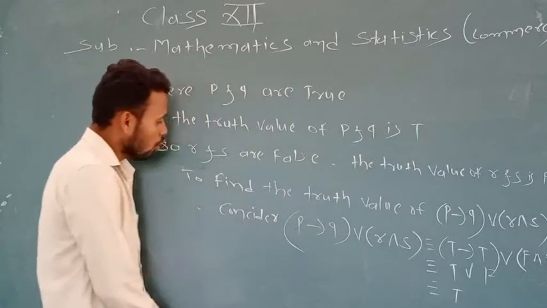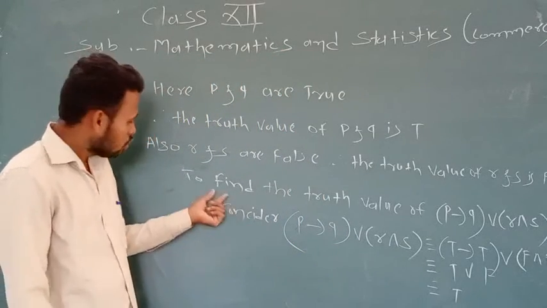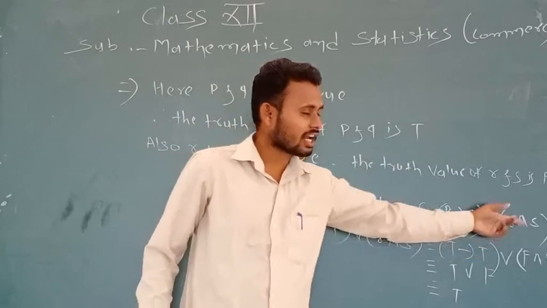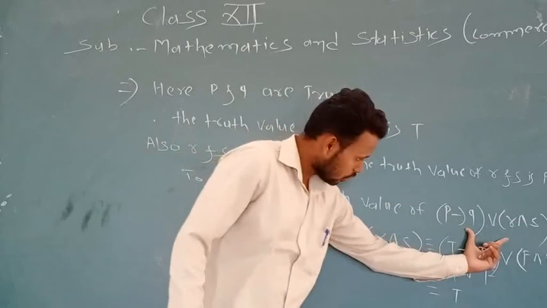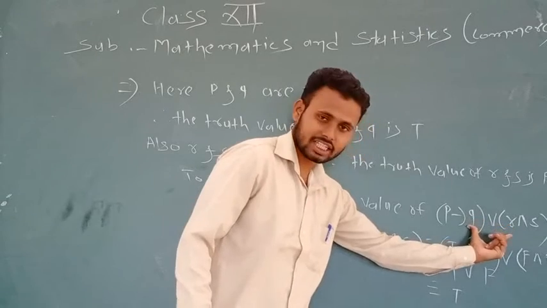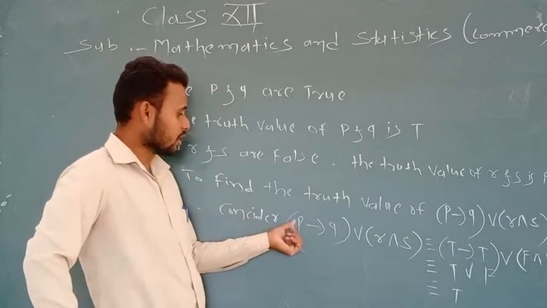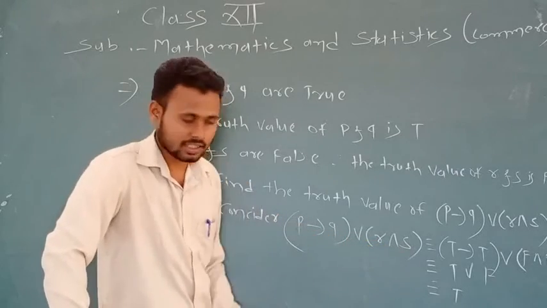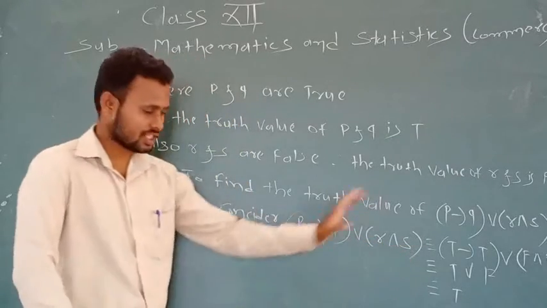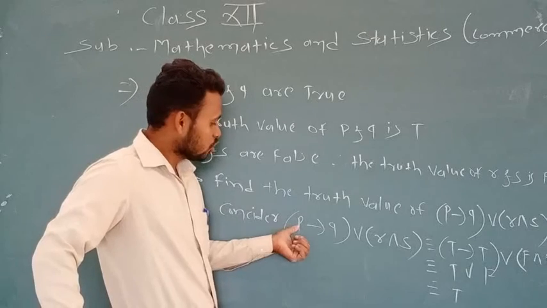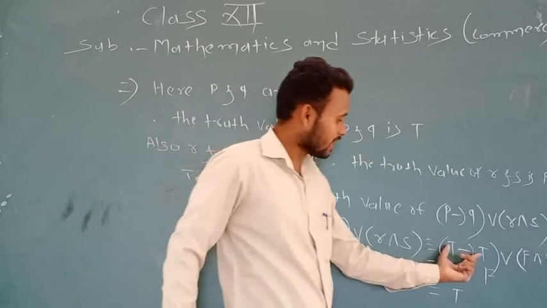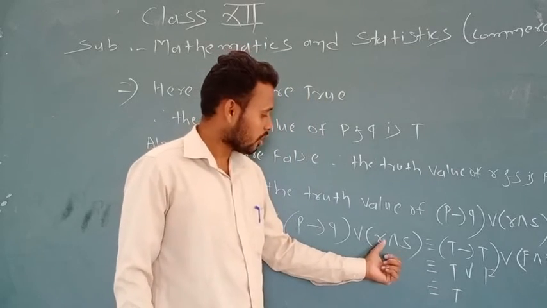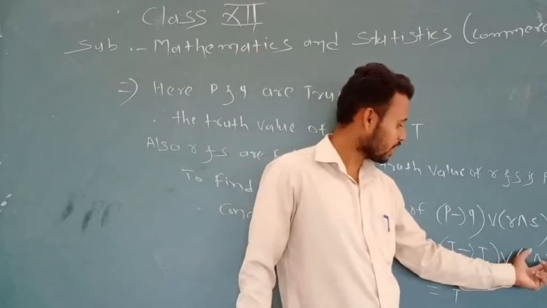Now, to find the truth value of that statement, P implies Q joined with R meet S, we considered this statement. Therefore consider P implies Q joined with R meet S. Now which is equivalent to, here we know that the truth value of P and Q is T. Therefore we write here T implies T, joined with. Also it is given that the truth value of R and S is false. Therefore we write here F.